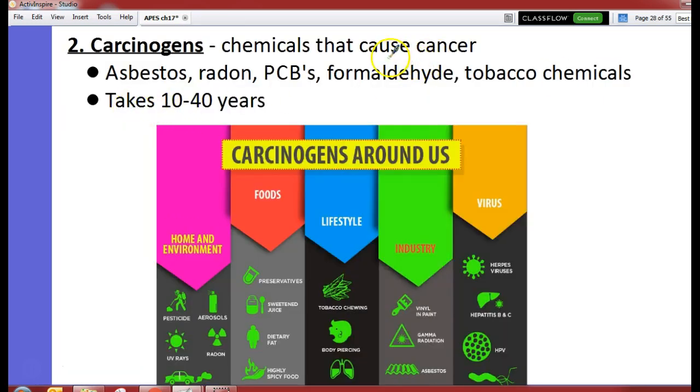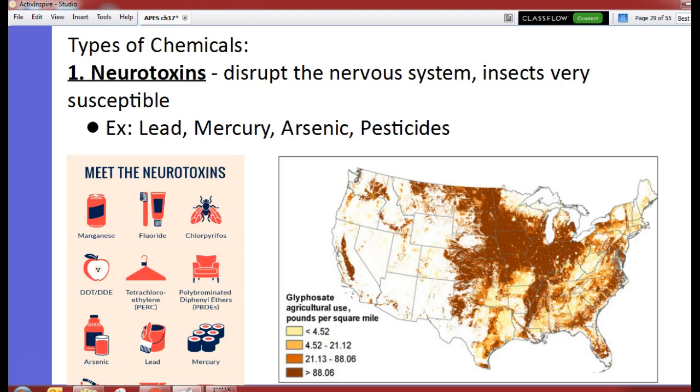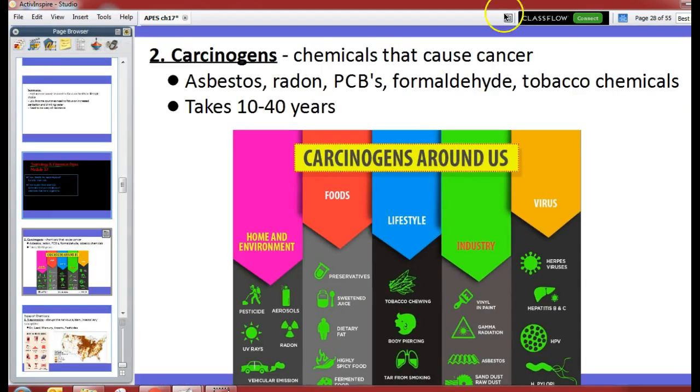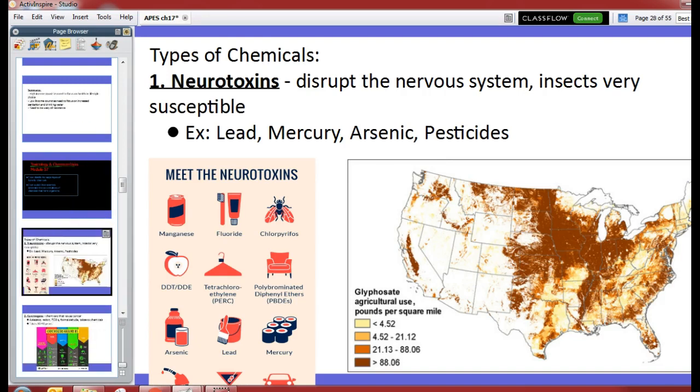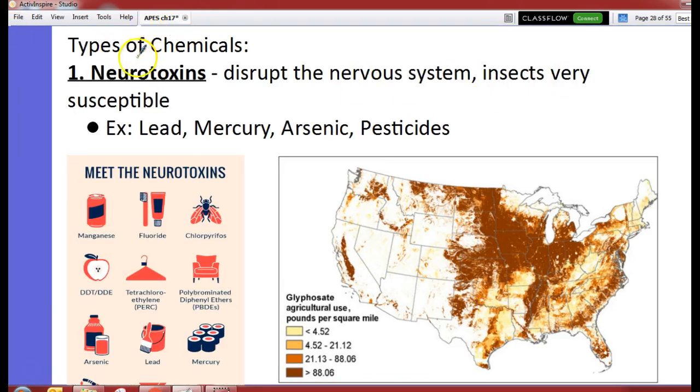All right, so types of chemicals. Apparently my slides got out of order. So the first type of chemical we're going to talk about is neurotoxin. Notice the word neuro, like a neurosurgeon. A neurosurgeon works on what? They work on brains, right, or the nervous system. So neurotoxins disrupt the nervous system. Remember yesterday we talked about if you don't know a health impact, it's always a good idea to say it disrupts the nervous system or disrupts the reproductive system, because many chemicals do just that.